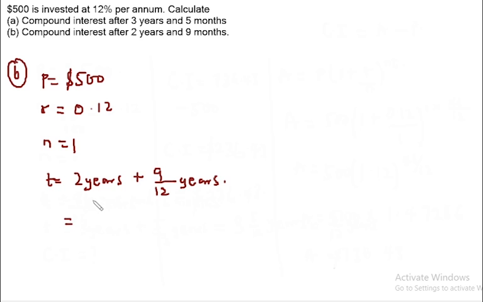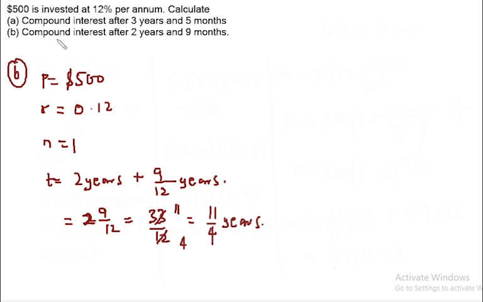This is equal to 2 and 9 over 12. If we convert this to an improper fraction, this will be 2 times 12, which is 24, plus 9. We have 33 over 12. We can break this down. 3 here is 1, 3 here is 4, and 33 over 12 is 11 over 4. So this is 11 over 4 years.